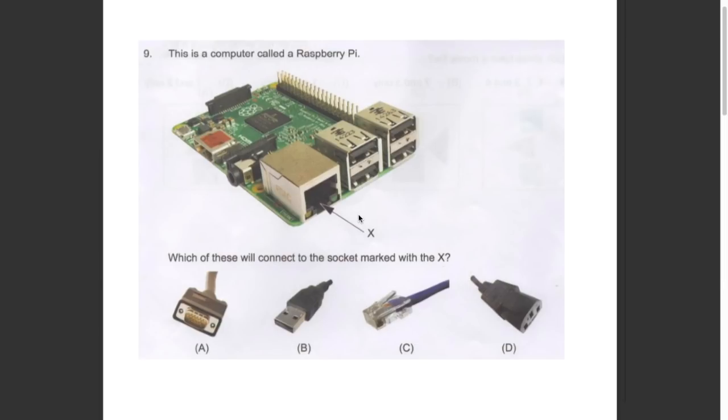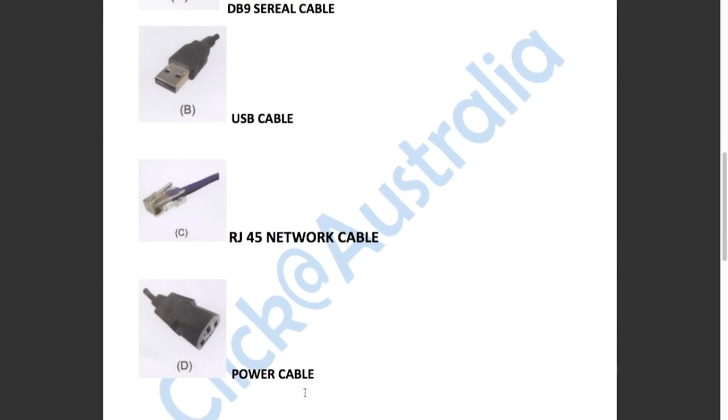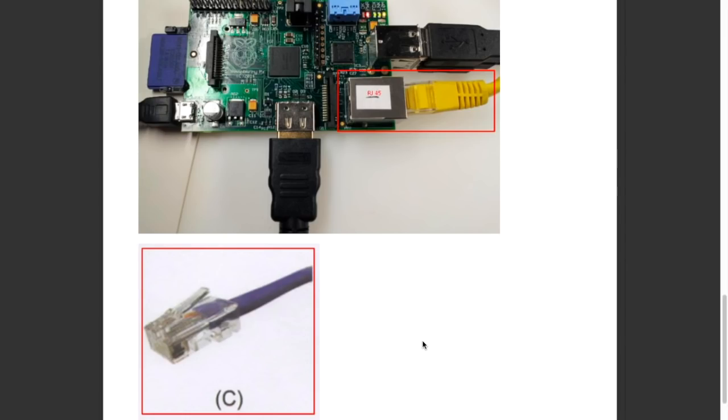So this question asked us which of these will connect to the socket marked with the X. Let's move to the explanation. Okay, so A is a DB9 serial cable, B is a USB cable, C is a RJ45 network cable, and D is a power cable. So the answer has to be C.